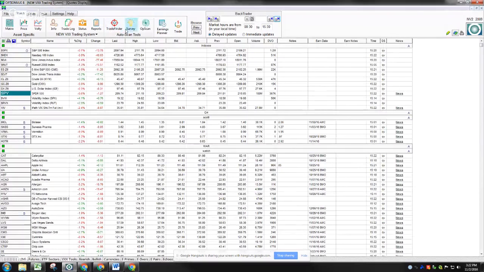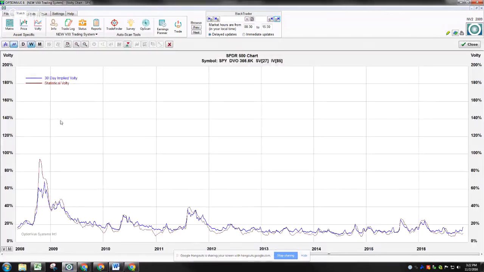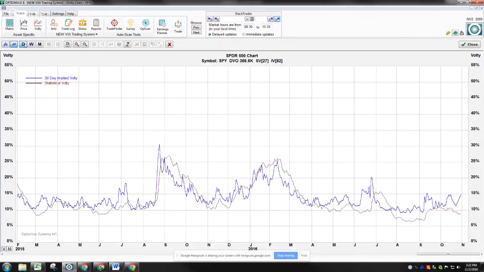So there I briefly touched on these within OptionVue. Let me just pull up a volatility chart so you can see what one of these looks like. The blue is going to be your implied volatility, and the red is going to be the statistical or historical volatility. We've got percentile rankings of where things are at right now. Again, we've got a little volatility spike happening because of the election coming up.